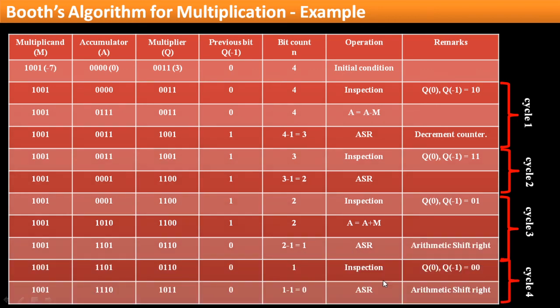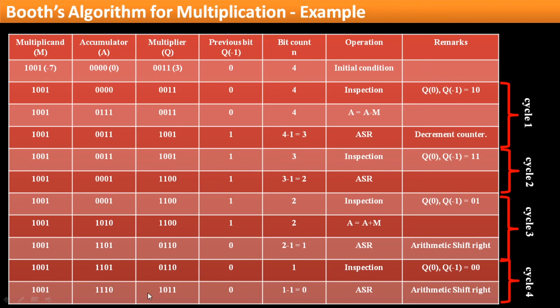Similarly, we go for the fourth cycle. Here in the fourth cycle, we have to check the previous bit as well as this. The previous bit was 0 and Q0 bit is 0. So again it's 0 0. You don't have to go for any operation except arithmetic shift right. Here again I am preserving this 1 and again shifting towards right. So what we get is the final result, as now the N count has gone to 0.